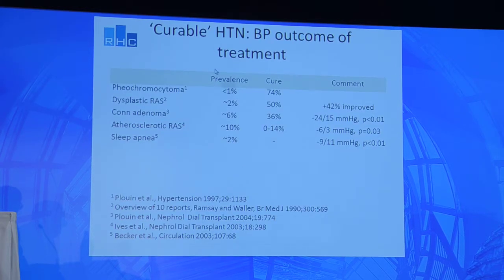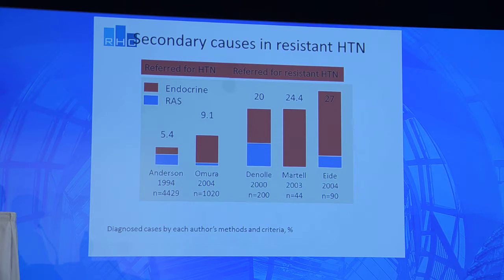The curability, incidence and prevalence of disease is summarized here from the literature. If you have pheochromocytoma, you can cure a lot of patients, but it's not a frequent disease, but you need not to miss it because it's very important for the future of the patient. Dysplastic renal stenosis, you know that we can cure approximately half of the patients, but we can improve also a significant number of them. Adrenal adenoma, atherosclerotic renal stenosis, with all the controversies that we will expand more on later, and sleep apnea. All these are reasons for secondary hypertension.